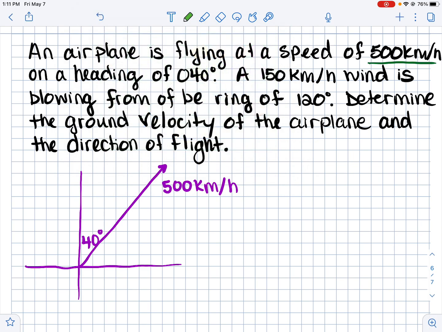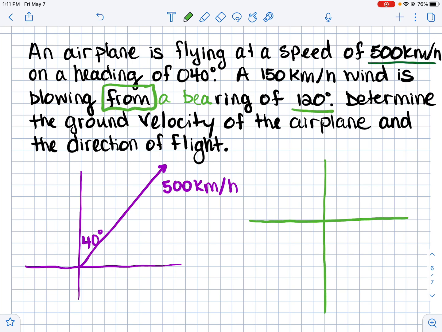Okay, that's what my airplane looks like. Now let's draw the wind. Let's see what happens here with the wind. The wind is blowing, okay, let's just work on that language there. From a bearing, that sounds better. So check out this word from, that's key. From a bearing of 120.